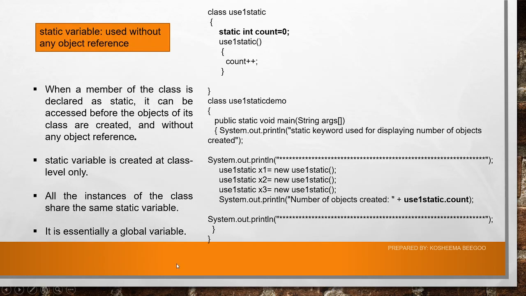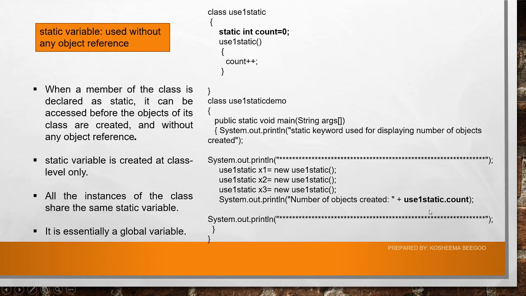Now just check this program. This program is to count the number of objects. What is my static variable going to do? Every time an object is created, it's going to increment. So here the count is a static variable. Here it's a constructor. Every time an object is created, it's going to come into this constructor. What the constructor will do is increment the count, the static variable. And once all the objects have been created, outside here I'm going to display the number of objects created.